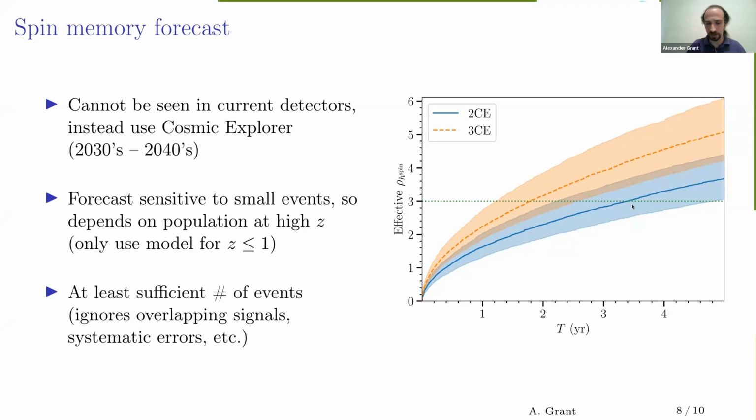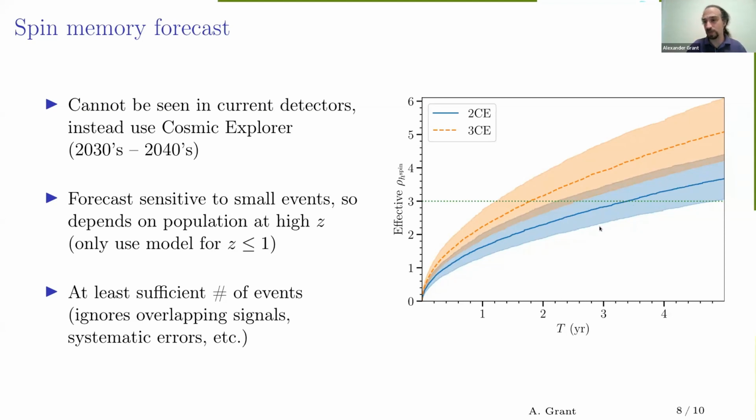One complicating factor, however, is that all that this shows is that there is a sufficient number of events that if you added up all of the SNRs, you could get a detection of the spin memory. This ignores systematic errors and overlapping signals that might significantly change these results.